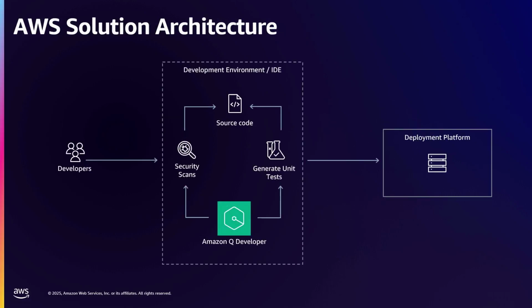Taking a close look at the AWS architecture diagram of the service, it integrates directly with your preferred IDE, whether it's Visual Studio Code or a JetBrains IDE. You can use it as a plugin or as an extension within your preferred IDE. It allows you to perform security scans on your source code, and also generate unit tests and run them while you're still at the development phase, before you push your code to production or any other deployment platform.